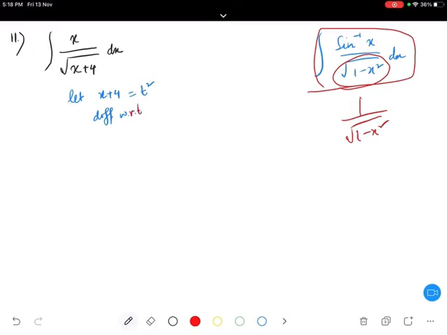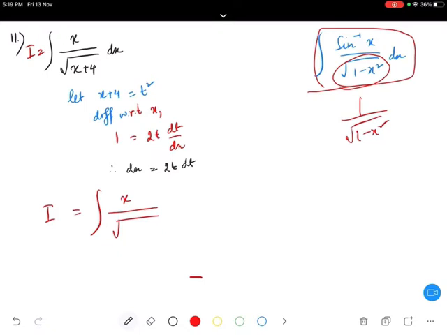So differentiating with respect to x, what do I get? Here the derivative is 1, and here it is 2t dt by dx. So dx is equal to what? Therefore dx is equal to 2t dt. Okay, clear? So this is what we have. Now let us do I. Let us write I in here. So I is equal to integration of x divided by root over x plus 4, which is t square. In place of dx, I will write 2t dt.